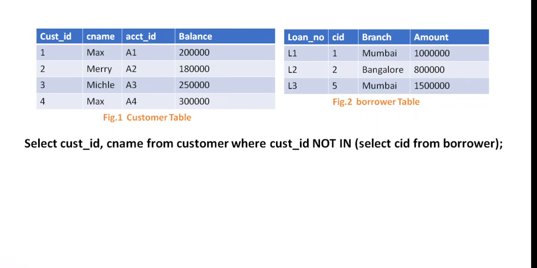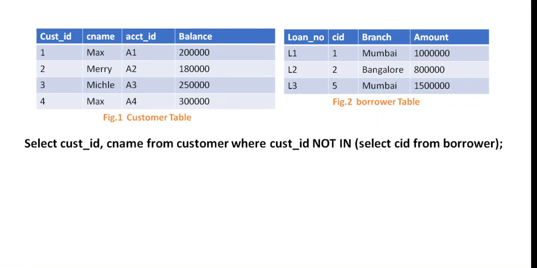So I can simply write select CID from borrower. When I select customer ID from the borrower table in the subquery, it will give me the IDs of customers who have a loan in a bank. But I don't want to display those IDs. I want to display the IDs of customers who don't have a loan in a bank. So here, instead of the in keyword, we have used the not in keyword.